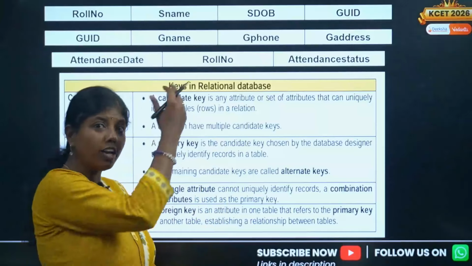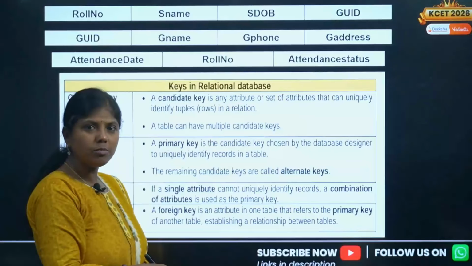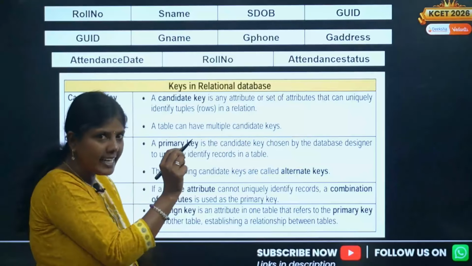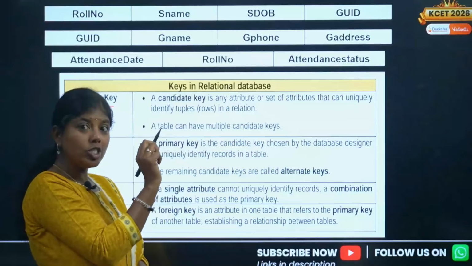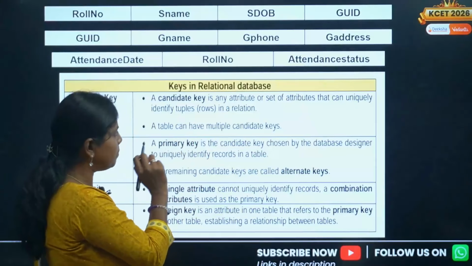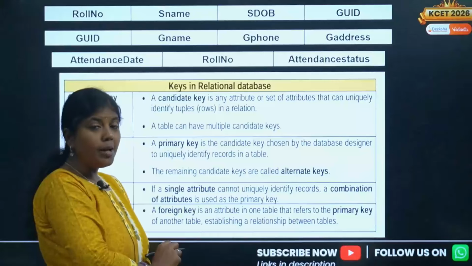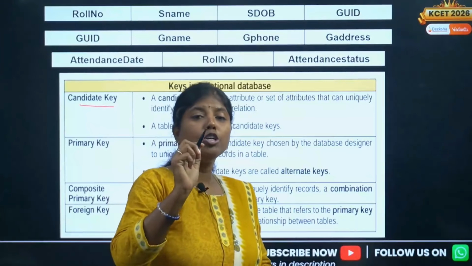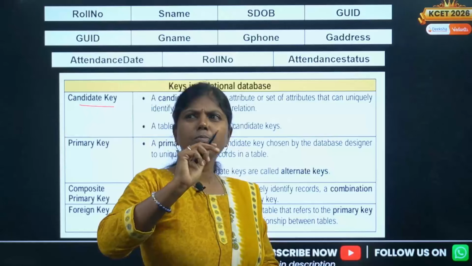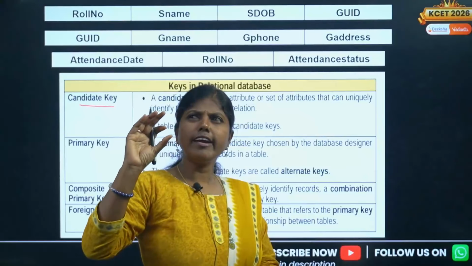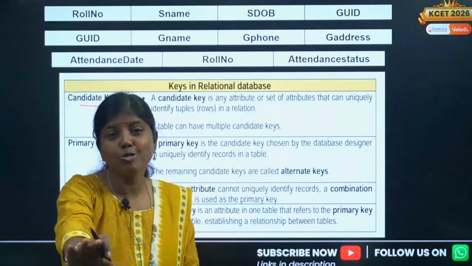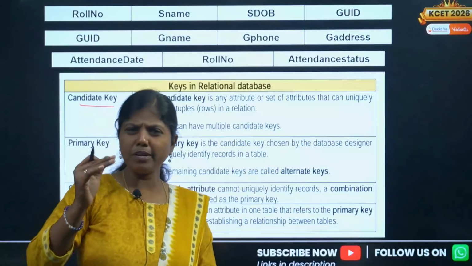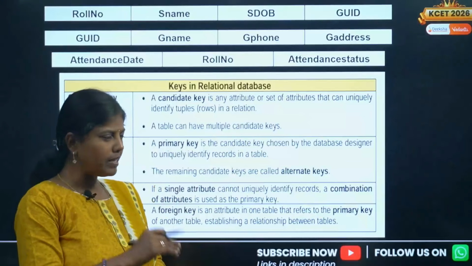Okay, that means all are unique only. So all should be unique. Then how does it make a difference? We'll understand. So candidate key is basically an attribute which uniquely identifies the tuples in a relation, but there should not be any redundant attribute. That means repetition should not be there.